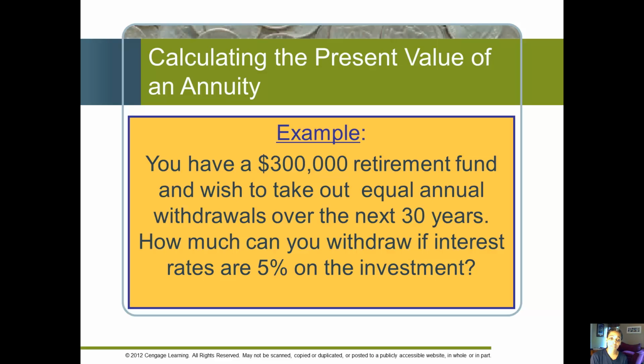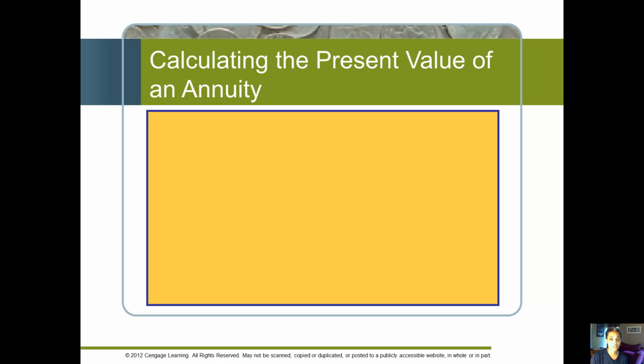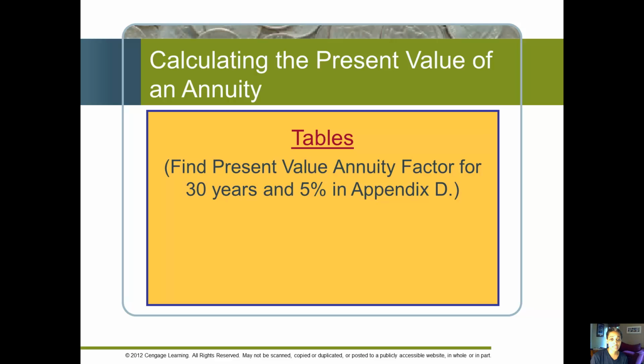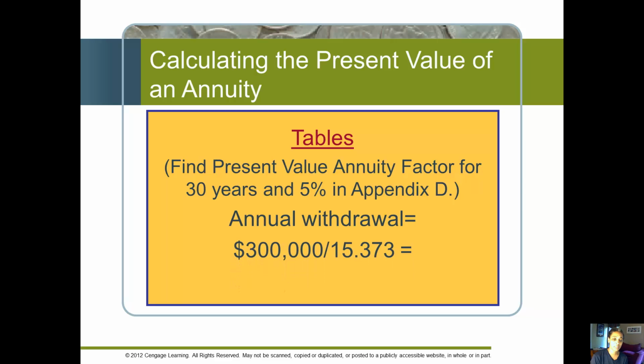Now let's do present value of an annuity. So we've got $300,000 in our retirement fund, and we want to take out equal withdrawals over the next 30 years. So we're solving for what that withdrawal amount will be if our interest rate is still 5%. So from the tables, we need to find that present value annuity factor, and this time it's going to be in Appendix D. And so our withdrawal will be calculated as the future value divided by that present value annuity factor.